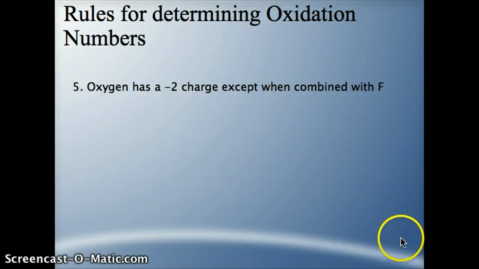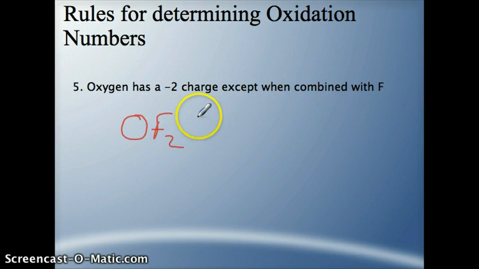Now we said oxygen always has a -2 charge, except, and again, there are really 2 exceptions. One of them is if it's combined with fluorine, as in OF2. If I have OF2, fluorine is the most electronegative element, so it has to have the negative charge, and fluorine can only have a -1 oxidation state. So there's 2 fluorines, overall charge of -2, so oxygen is forced to be +2.